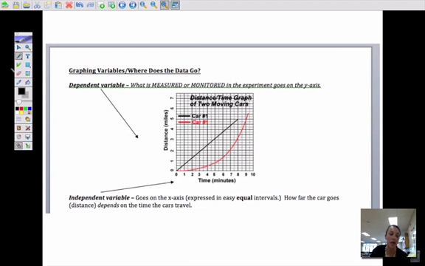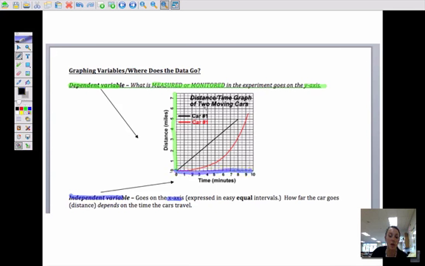This is the back side of the page. So we're going to learn how to graph these variables too. Our dependent variable, or what is measured and monitored in the experiment, is going to go on the y-axis. This is our y-axis. Our independent variable goes on the x-axis, which is right here.